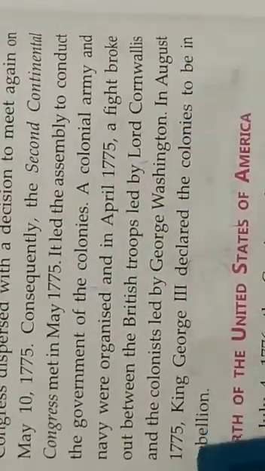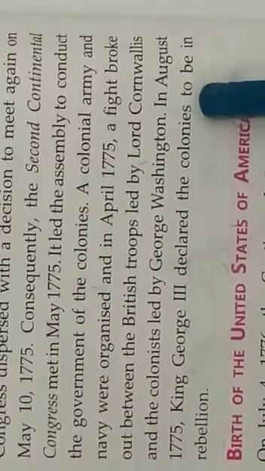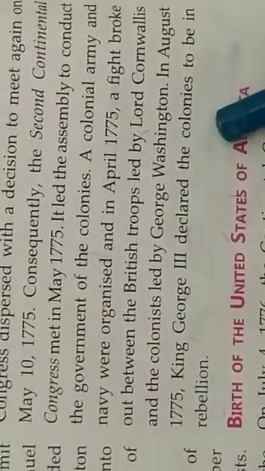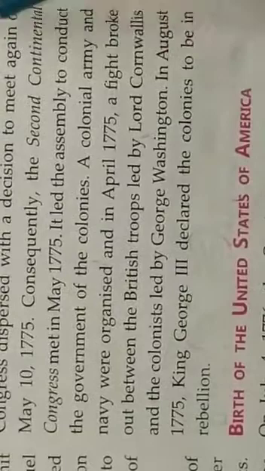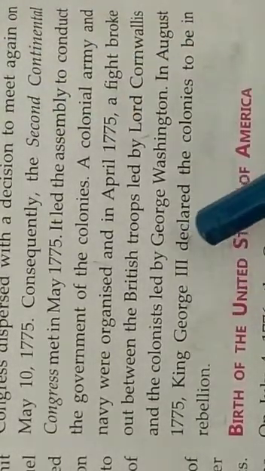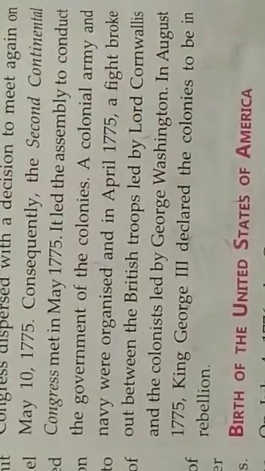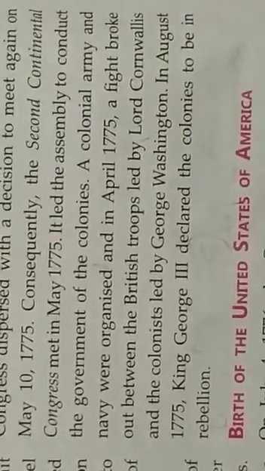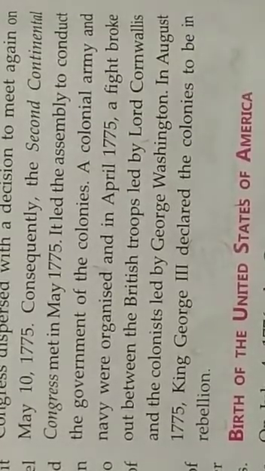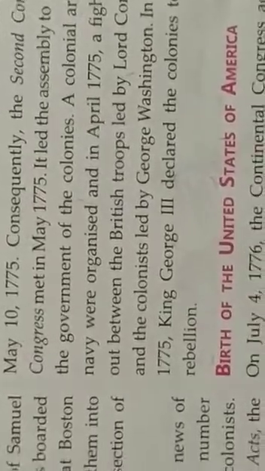In August 1775, King George III declared the colonies to be in rebellion. So after all these events, King George III, the ruler of Britain, declared that the colonies were in rebellion, the colonies were in protest. So this is how the American Revolution, the American War of Independence, broke out.